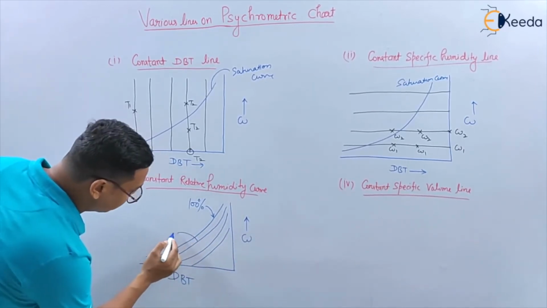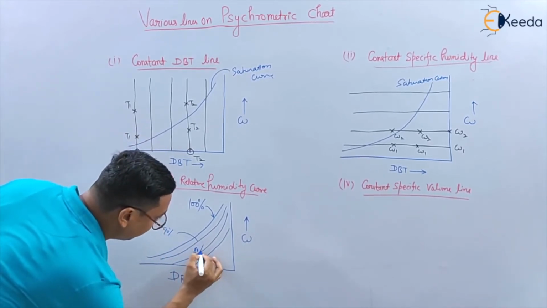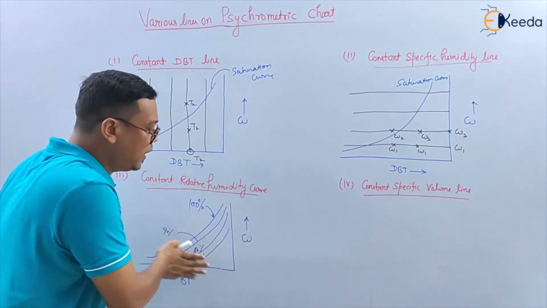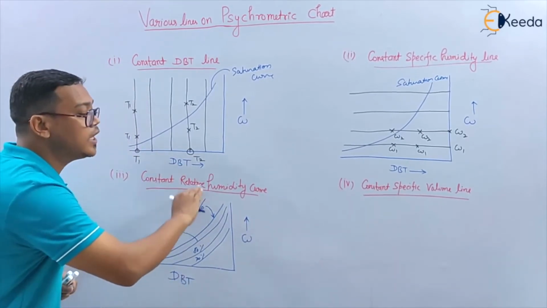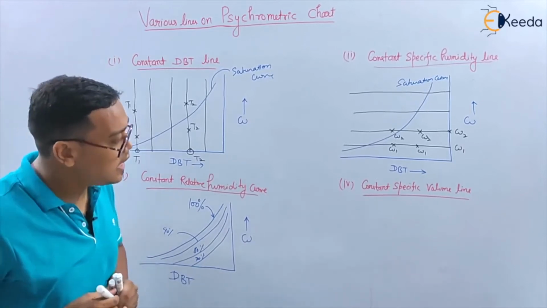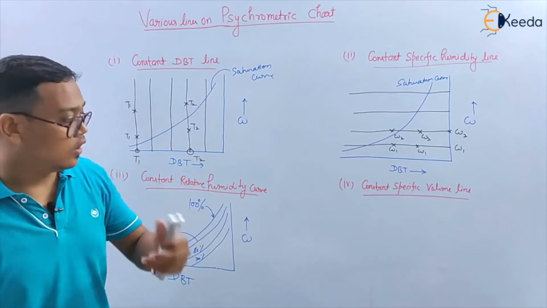Suppose this is 90% and this one is 80%, 70%. So as we go down, the humidity will reduce. These are the constant relative humidity curves on the psychrometric chart. Let's see next the constant specific volume curve.